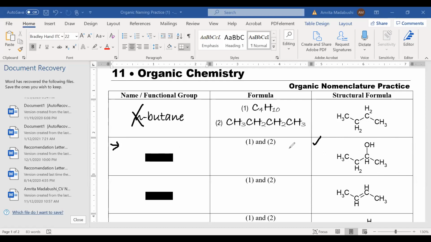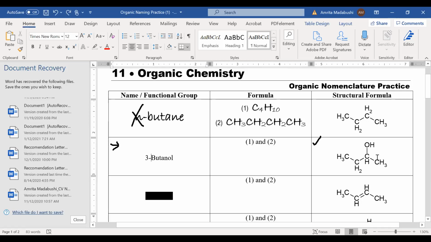For the second one, it would be butanol. Does anyone have a different answer than butanol? Does anyone have a different answer? Okay, so butanol would be just fine. I wrote 3-butanol just to show you that the position is 1, 2, 3, 3-butanol. I see 4, 1, 2, 3, 4, and then I see the alcohol, but I see 4 in there. I don't see 3.